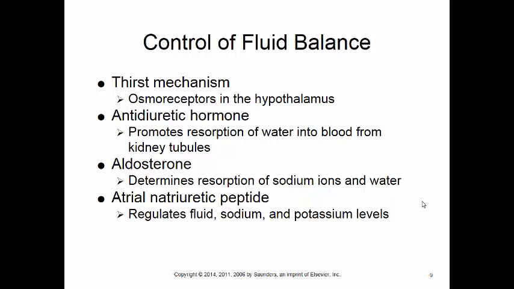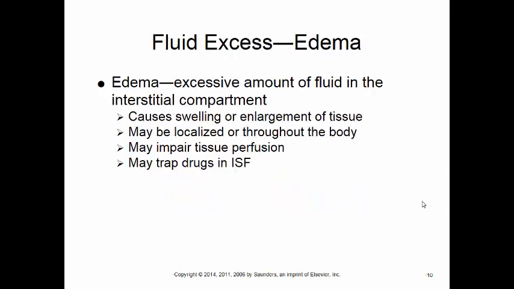And then lastly, we have the atrial natriuretic peptide, which is made by the heart. This peptide actually helps regulate fluid, sodium, and potassium levels by causing more excretion of sodium and more fluid that will go out through the urine. So it actually will produce more urination and more loss of sodium.